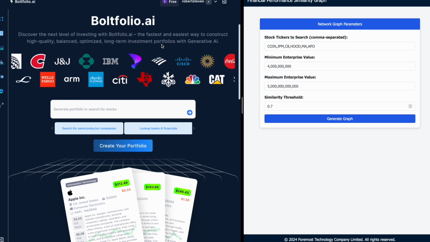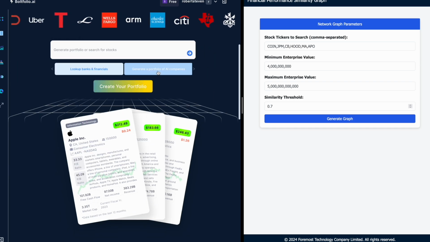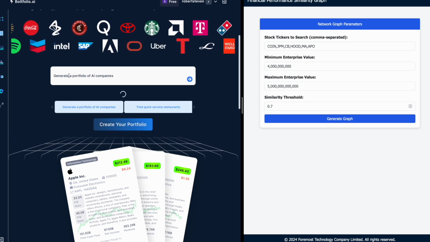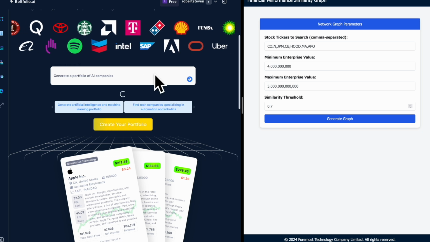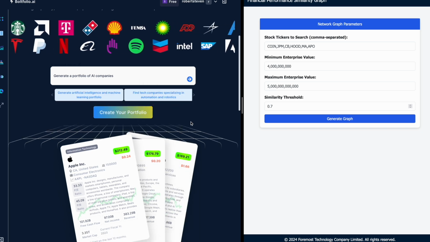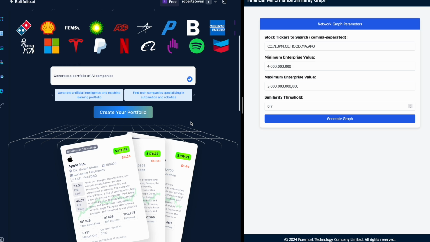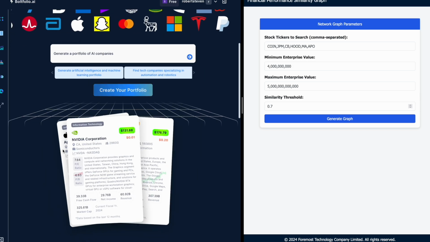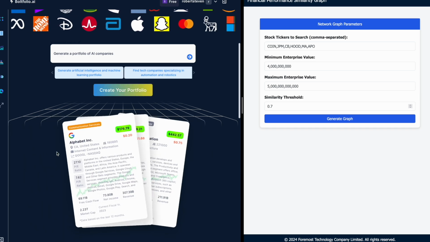Now, on the front page of Boltfolio.ai, you're going to see that you are presented a search box, or we call this maybe like a form, where you can type in anything that you want in terms of looking for companies, ticker symbols, or ideas for portfolios. And that is a great way for you to start seeing what companies come up.